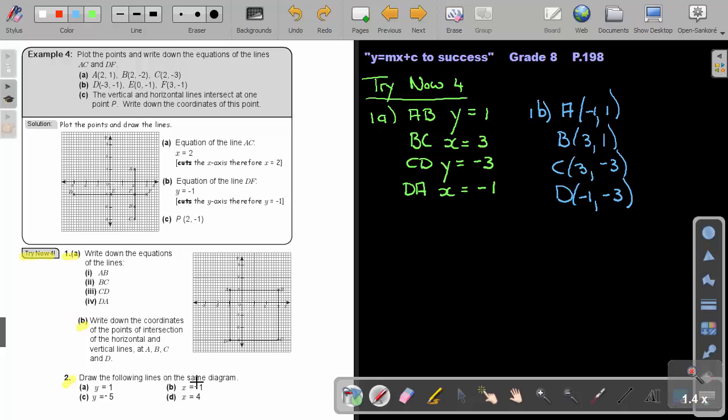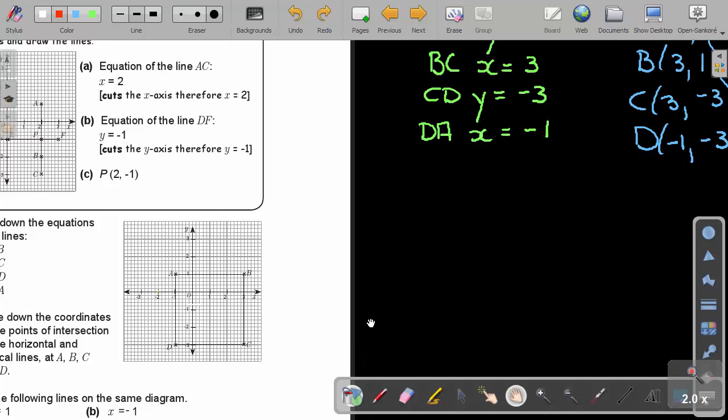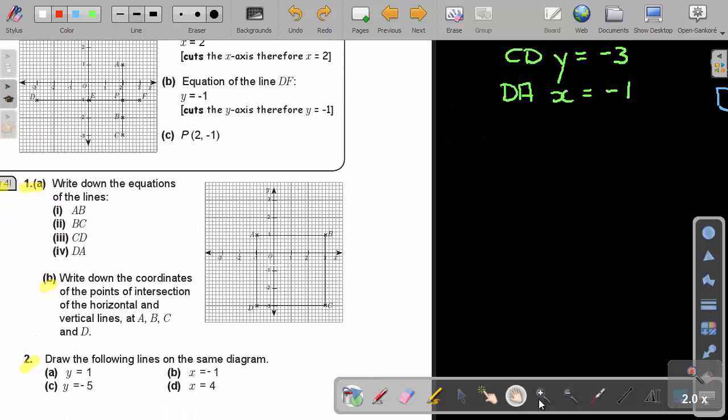And then draw the following lines on the same diagram. So on this diagram, we're going to draw these lines. You can just copy the diagram. So y is equal to 1. Now remember, if it's y equals 1, I'm just going to make it a little bit bigger so that we see a little bit better. Okay, so the line y equals 1 will cut there at 1. Oh, it's a little bit low. So this will be the line y is equal to 1.